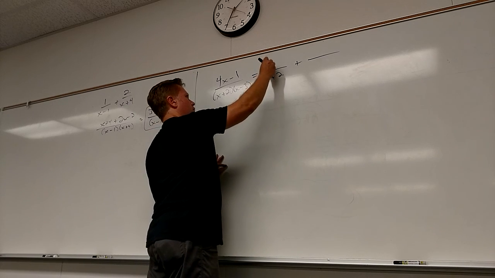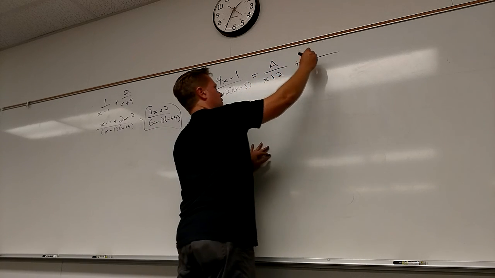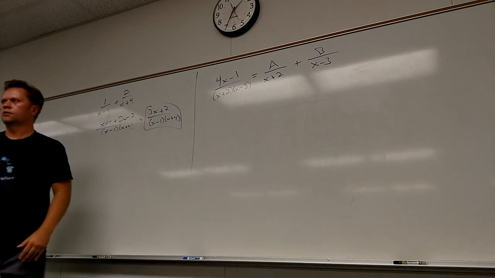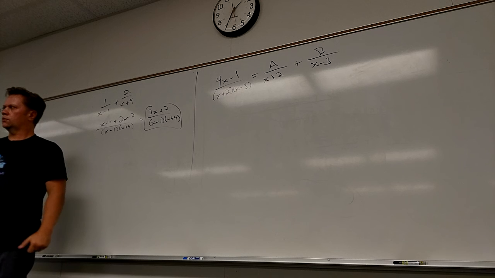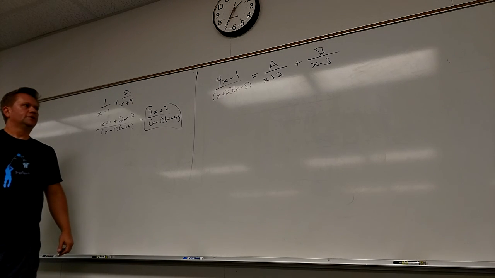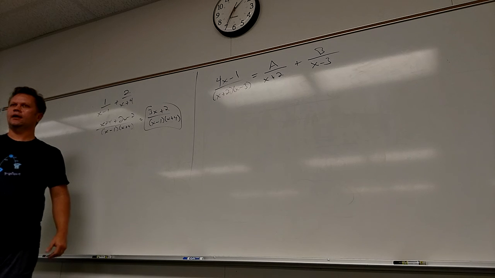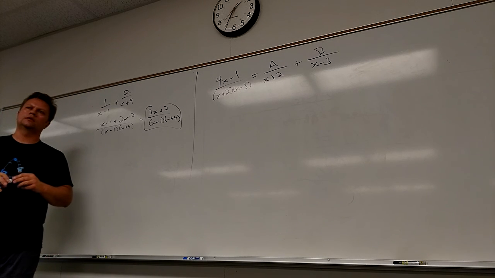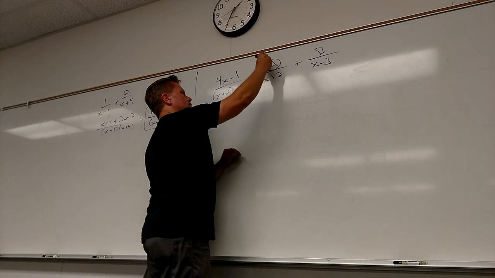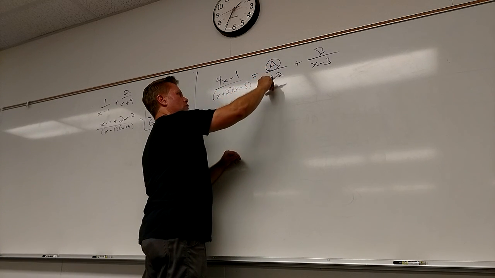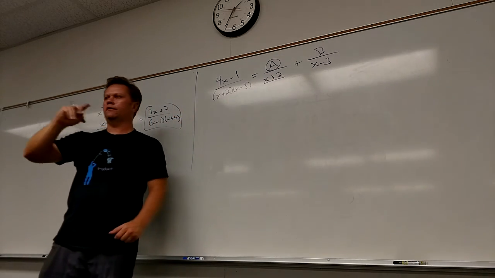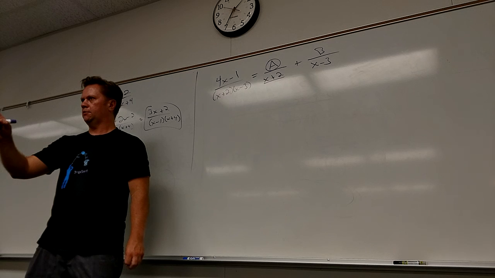Let's make it a little more formal. A over x plus 2, and B over x minus 3. And, well, we'll get into that later. Basically, the top piece will always be 1 degree below what the true bottom is. I said that in a very strange way. You'll see what I mean in a minute.